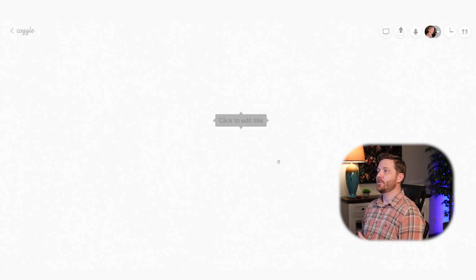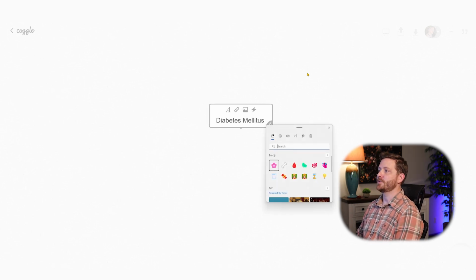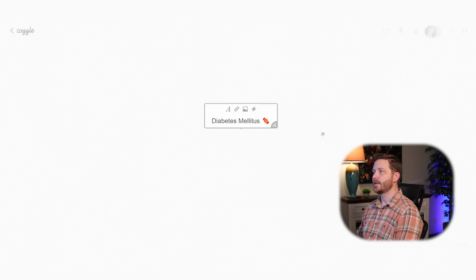So when you're mind mapping, you want to start with your central idea. And today, we obviously are going to be dealing with diabetes mellitus. And just for the sake of being aesthetic, let's add in a little piece of candy there.